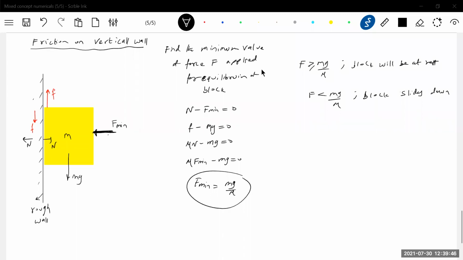Sir, if the surface is smooth, it can never be in equilibrium, no, sir? Yeah, never, not possible. Okay, sir. No matter how hard you try or what force you apply, it can never be in equilibrium on a smooth surface. Not possible.